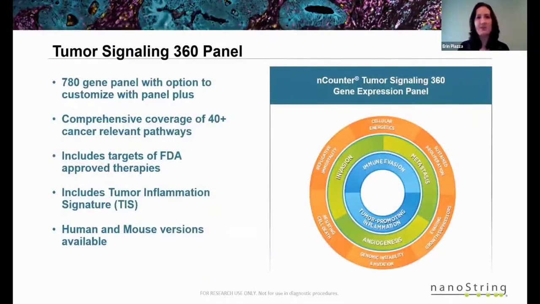So in summary, our tumor signaling 360 panel is a 780 gene expression panel covering the tumor, the microenvironment, and the immune response. As always with our panels, you have the option of customizing with up to 30 additional genes of interest for you. The panel itself has 40+ cancer-relevant pathways, including targets of FDA-approved and developing therapies. It also includes our tumor inflammation signature and is present in both human and mouse versions, just in case you have either human samples or you're working on some translational mouse studies.